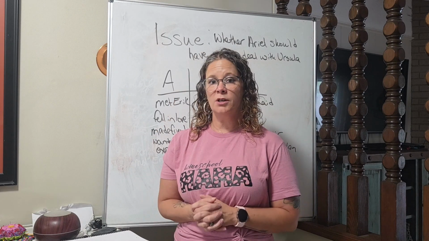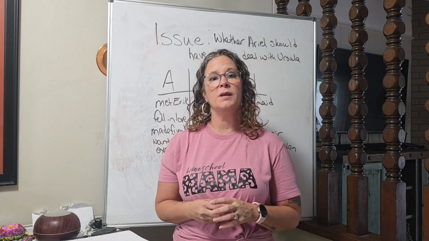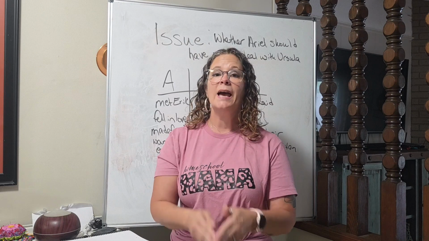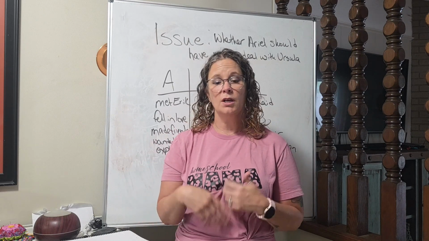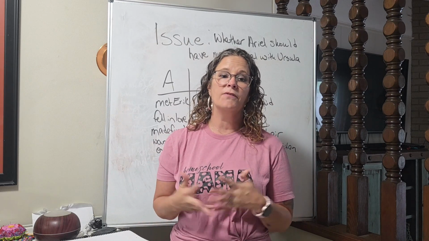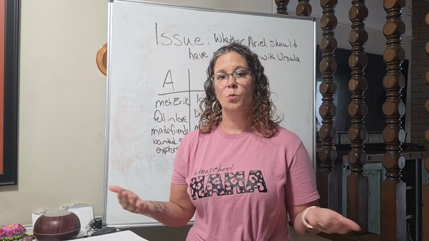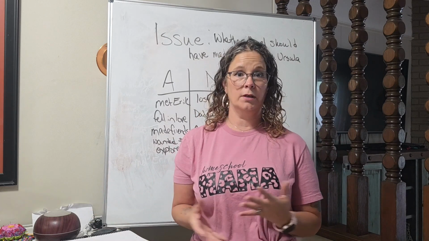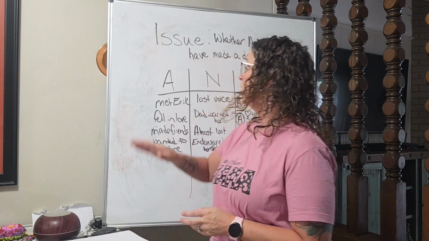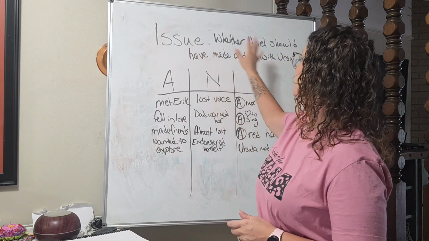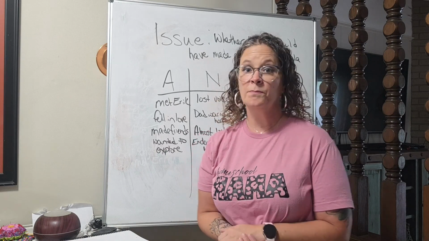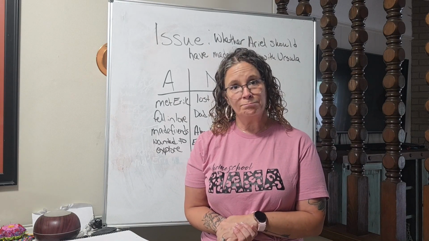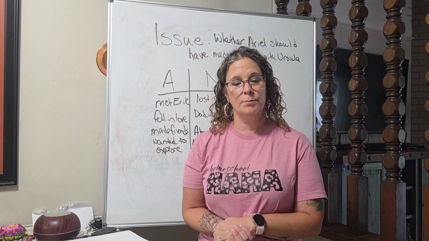So each worksheet is going to be completed, and then we're going to take the information from that worksheet and plug it into the Annie chart. So let's say that I am completing the comparison chart, and on the comparison chart I am comparing, here's my issue. My issue is whether Ariel should have made a deal with Ursula. So when I get to that comparison worksheet and I am filling it in, there will be a lot of facts that I'm putting on there.